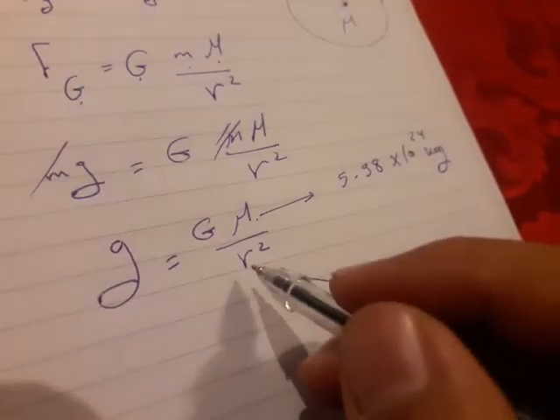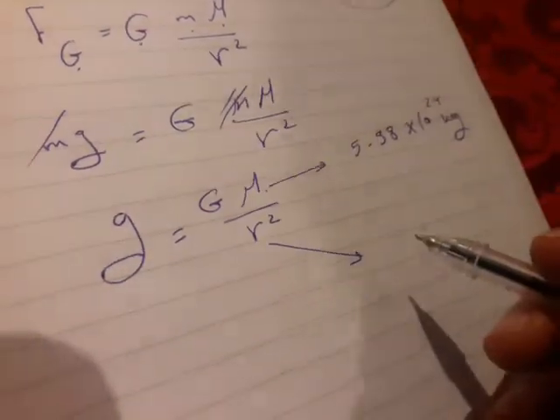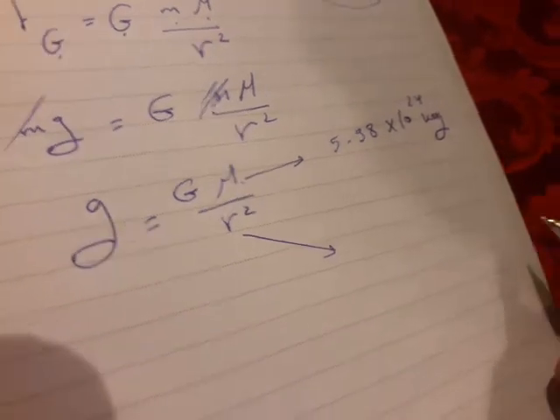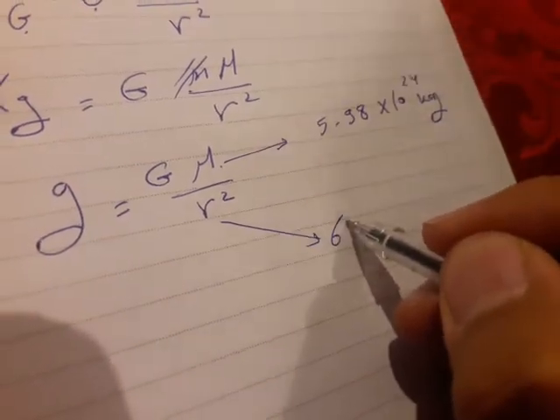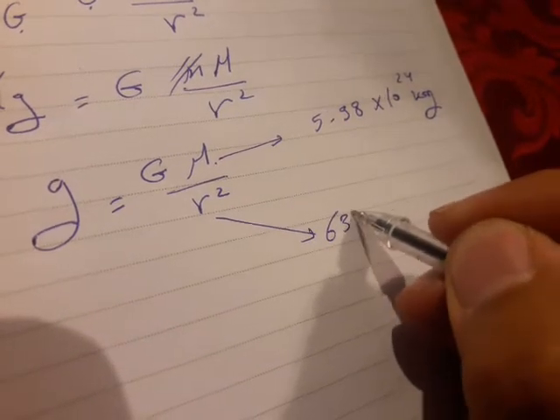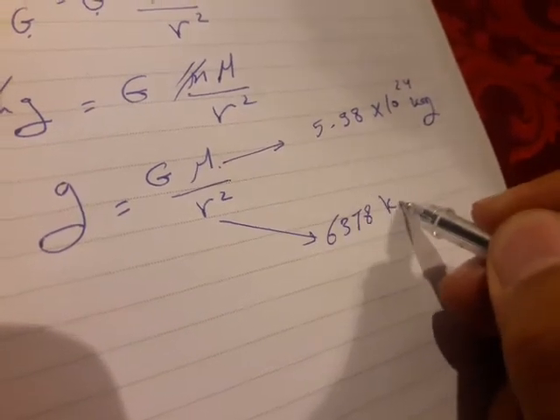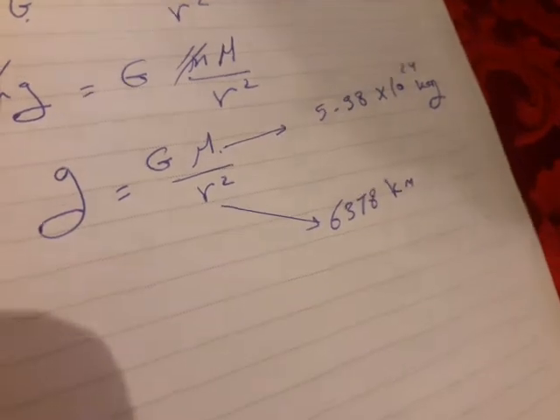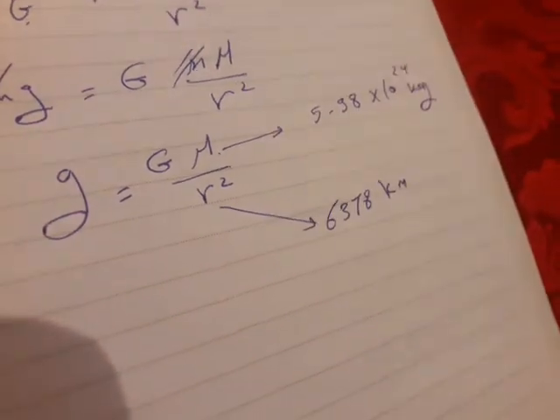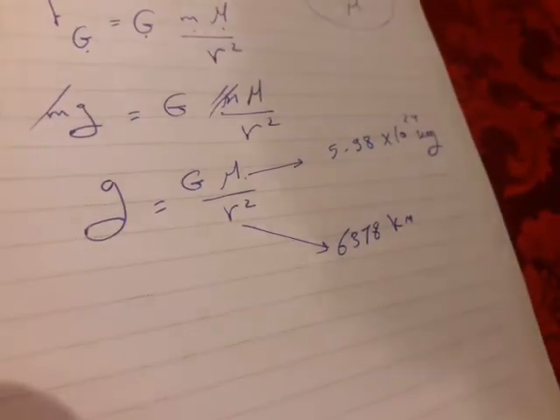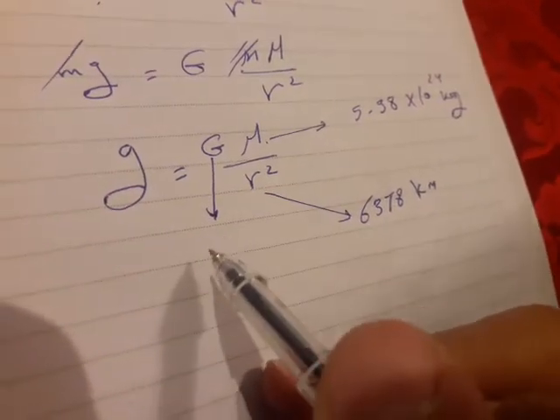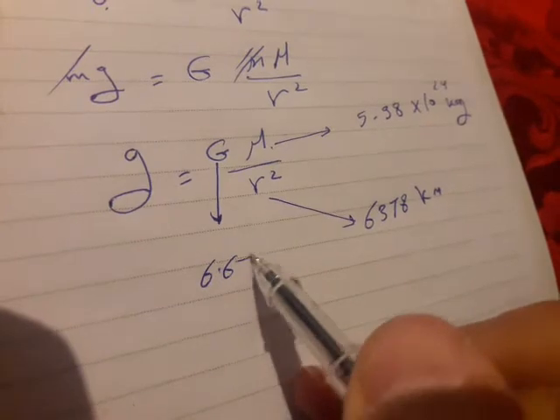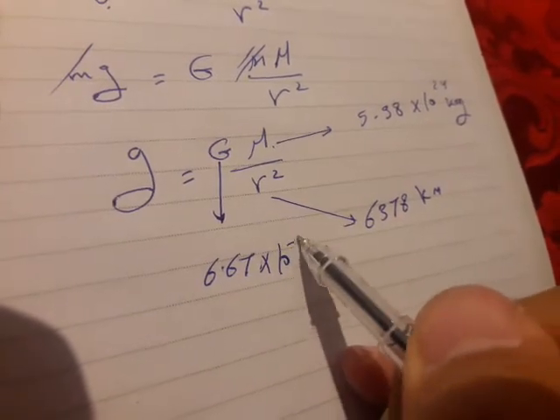So here R is the radius of the Earth, 6,378 kilometers. Okay. Here G equals 6.67 times 10 to the power negative 11.